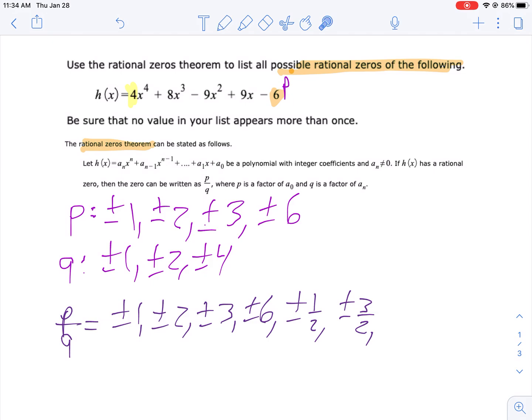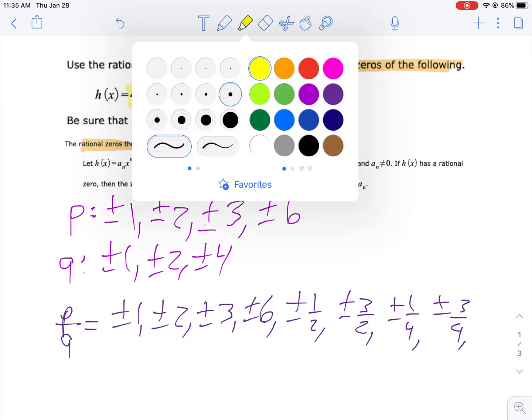Now I'm going to divide by 4. So we get plus or minus 1/4. Plus or minus 2/4 would be 1/2. Already got that. Plus or minus 3/4. And plus or minus 6 over 4. Well, 6 over 4 reduces to 3 over 2. So we've got that. So here are all of the possible rational roots in this problem.